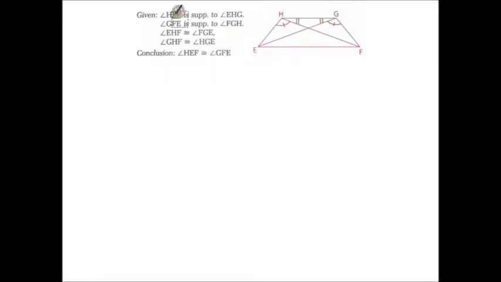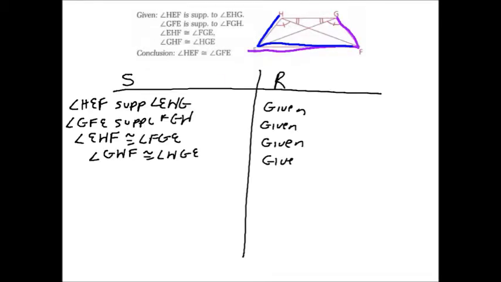Now, here's what we're trying to conclude. I'm going to go over them in blue and purple. We're going to end up trying to conclude that angle HEF, that angle over here, is going to be congruent to angle GFE. GFE. There it is. And let's start our two columns, and let's throw our givens in there as well. So here we go.